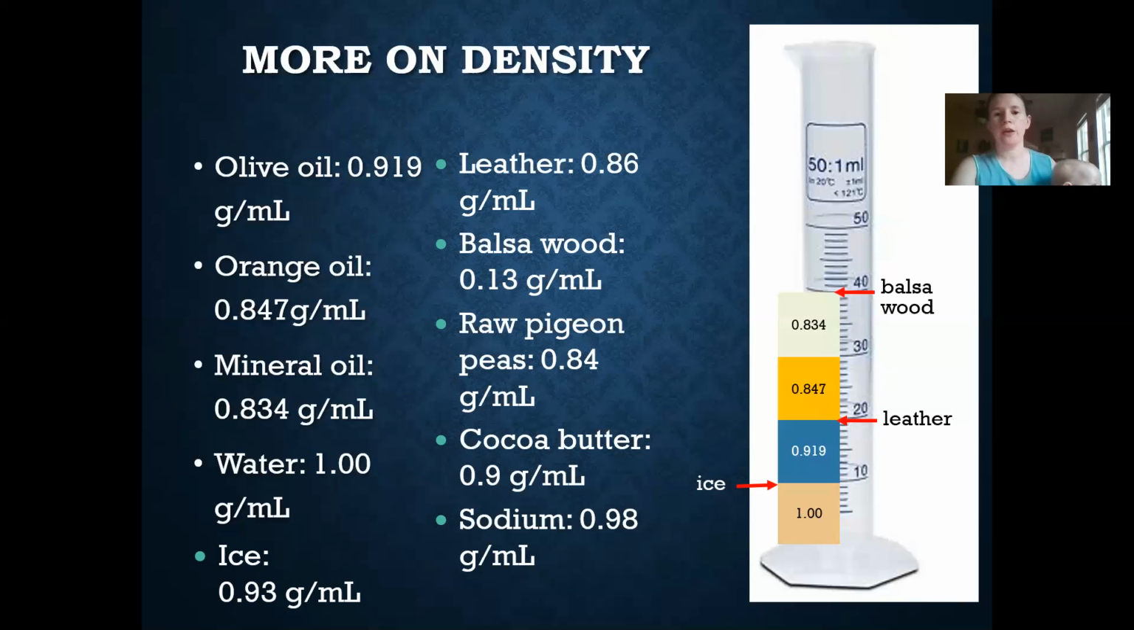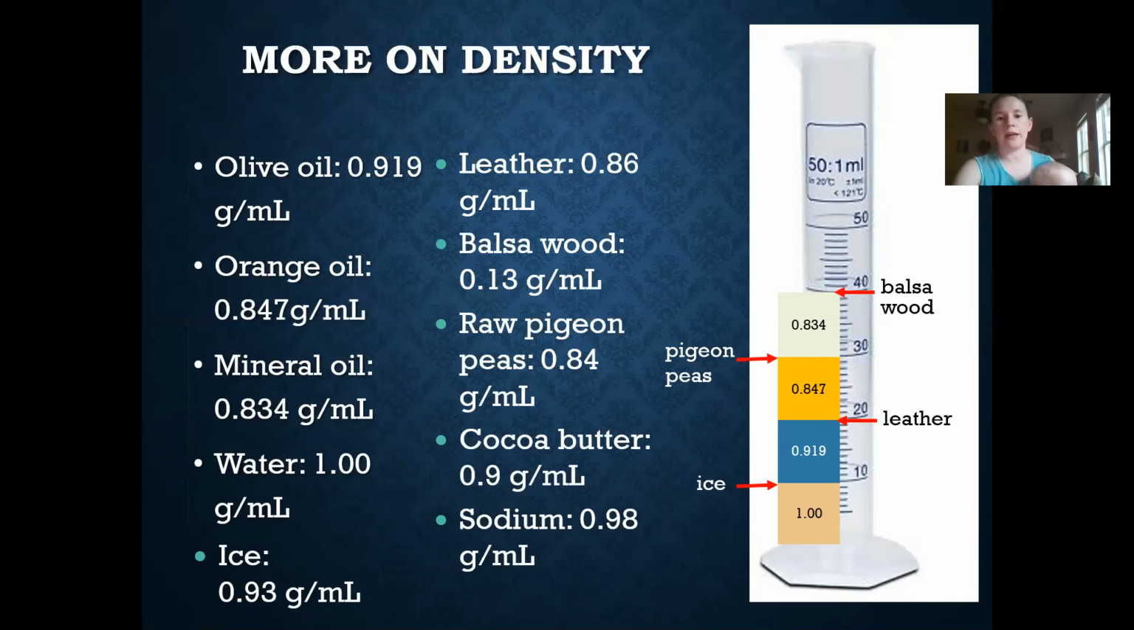per milliliter. Raw pigeon peas at 0.84 grams per milliliter. This one's so close that it may or may not float on top, but we're going to say that it does. It's going to float on top of the orange oil because 0.84 is less than 0.847.